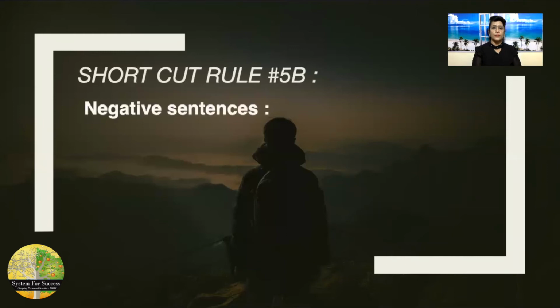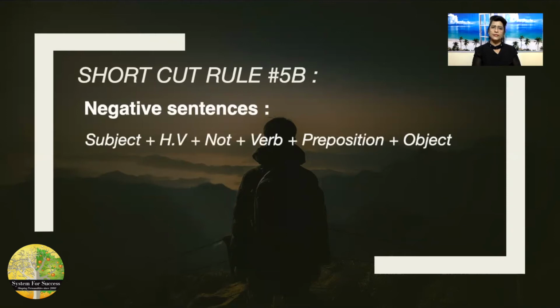5B is about negative sentences. How to make a sentence a negative sentence? Very simple. सबसे पहले सब्जेक्ट, उसके बाद हेल्पिंग वर्ब. हेल्पिंग वर्ब के बाद में आपने उसको नॉट लगाना है.